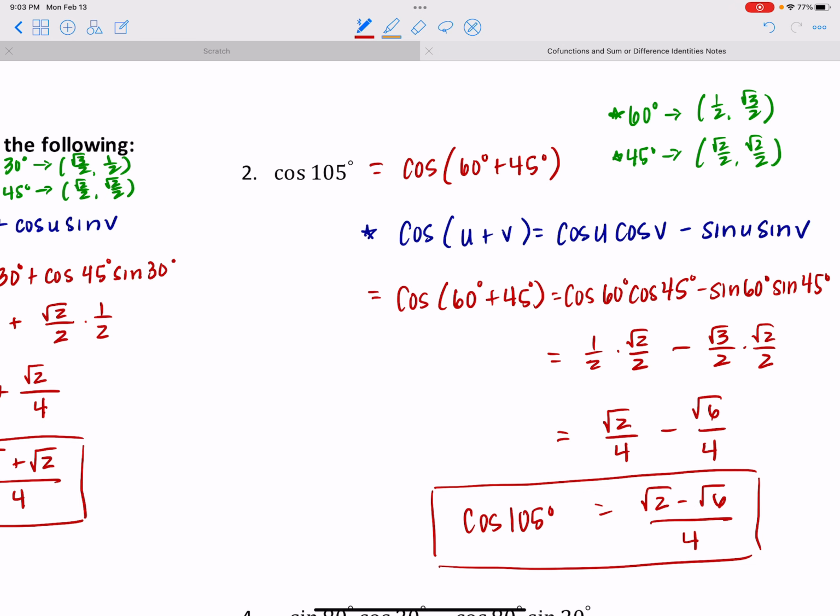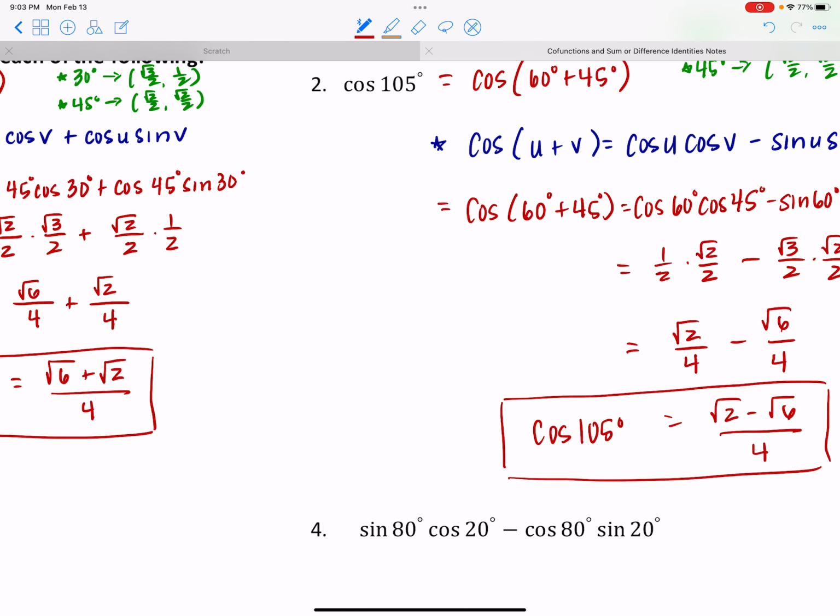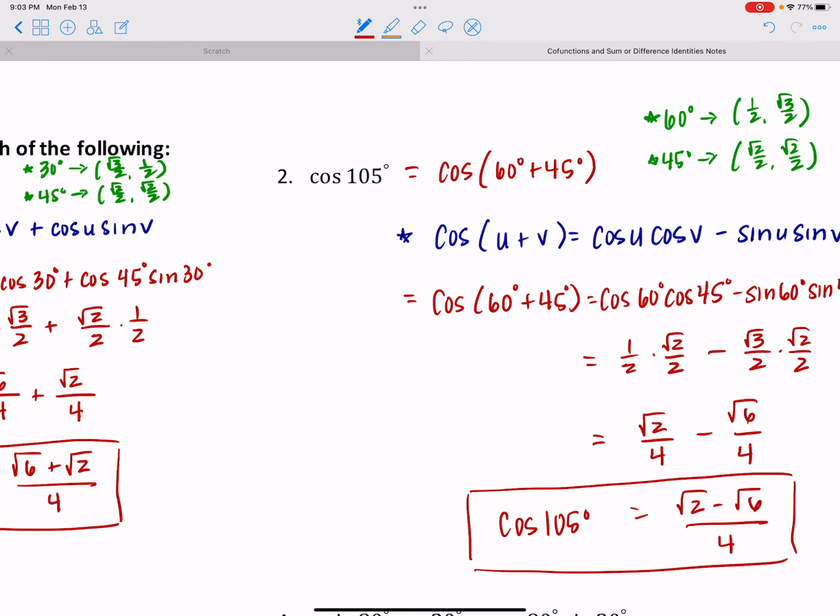Now, there are definitely some connections in the answers that we see here. A lot of the answers are going to end up being very similar because all of the coordinates on the unit circle are similar, right?